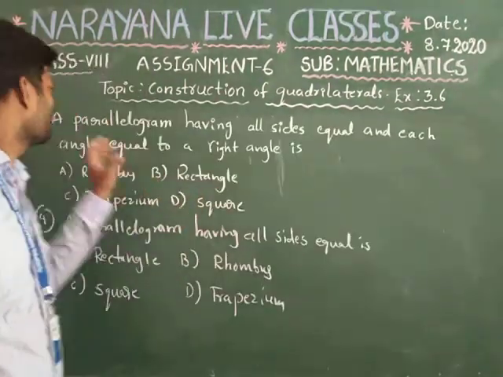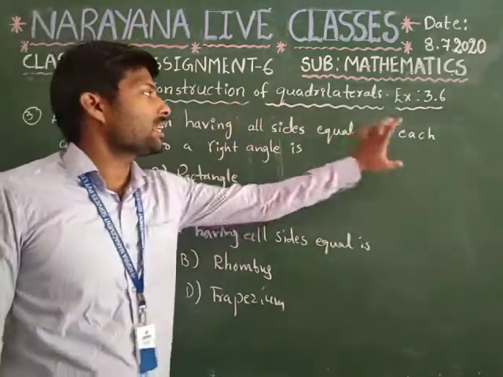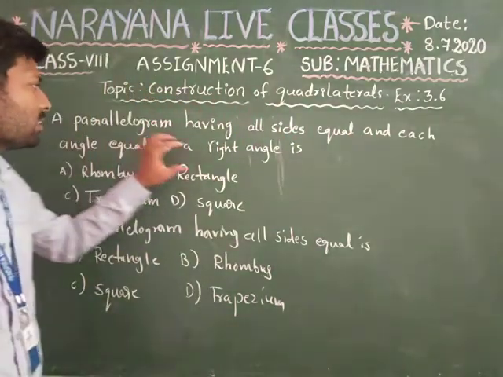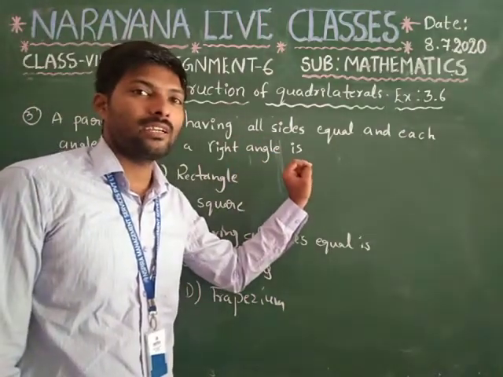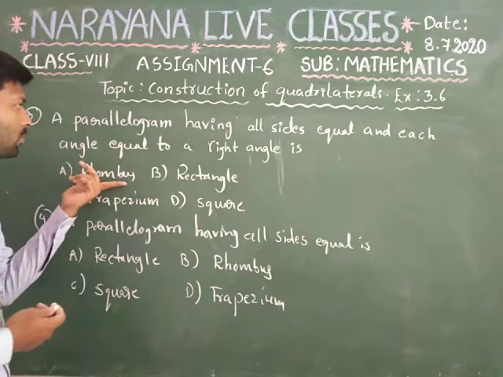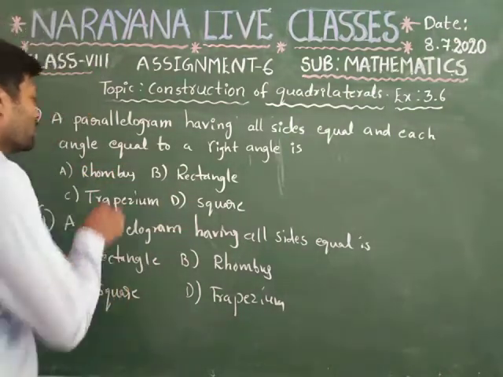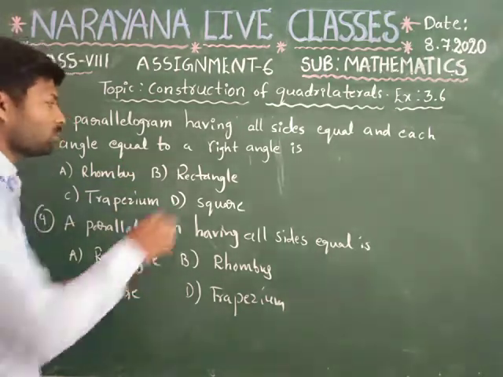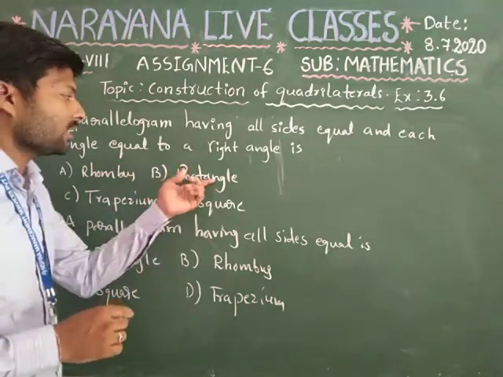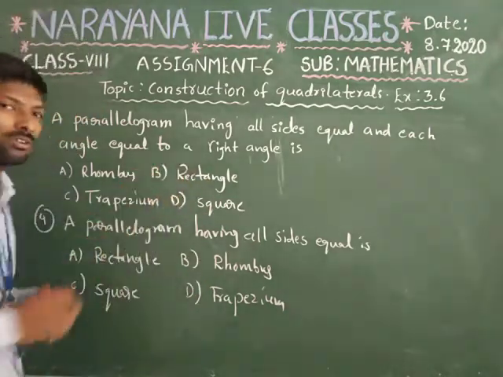Let us see the third question, a multiple choice type of question. A parallelogram having all sides equal and each angle equal to right angle. Okay. So which option is the right option? First of all, what about the rhombus? In case of rhombus, all sides are equal, but need not be a right angle. What about rectangle? In a rectangle, all sides are not equal, only opposite sides are equal. So this option is also wrong.